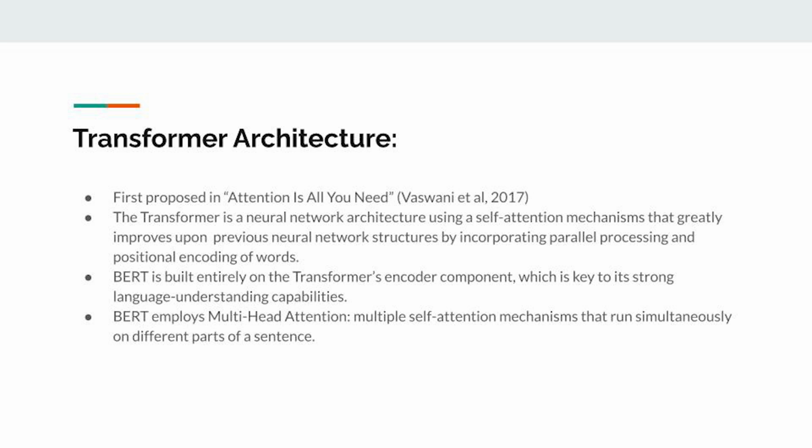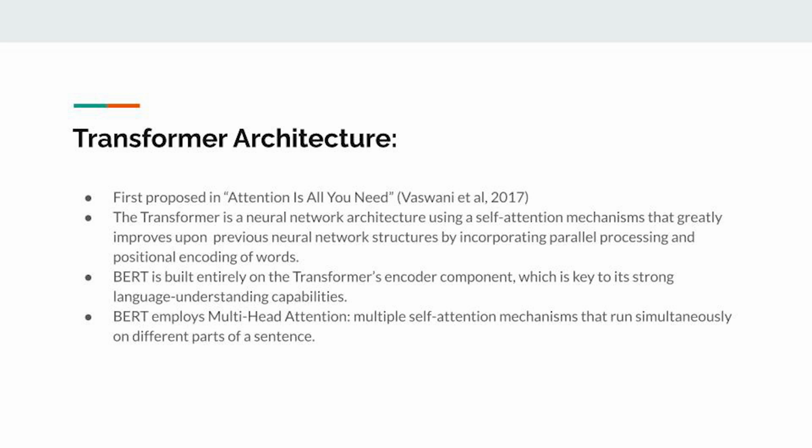BERT is built upon the transformer architecture that was first proposed in the paper Attention is All You Need from 2017. The transformer is a neural network architecture using a self-attention mechanism that greatly improves upon previous neural network structures by incorporating parallel processing and positional encoding of words. BERT is built entirely upon the transformer's encoder component, which is key to strong language understanding capabilities.